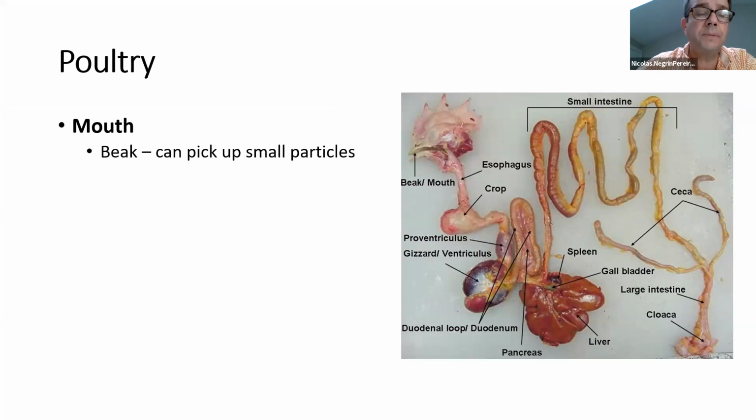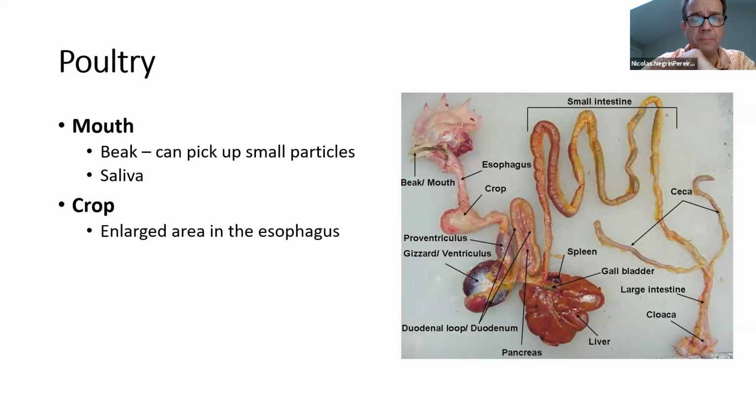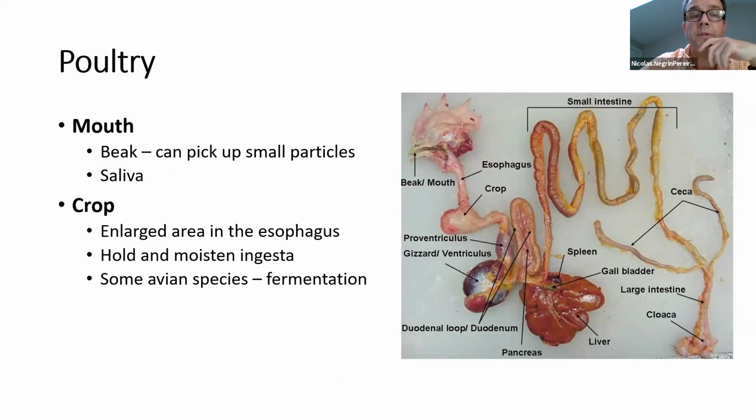So poultry are characterized by a mouth which has a beak, no teeth, and with this keratinized beak they are able to pick up small particles from the ground like grains, and there is production of saliva, followed by the crop, which can be defined as an enlarged area of the esophagus, which holds and moistens the ingesta, but the crop is not the esophagus, it's considered a different anatomical structure. In some avian species, fermentation takes place in the crop, and sometimes that's the way the chicks feed from the crop of their parents.